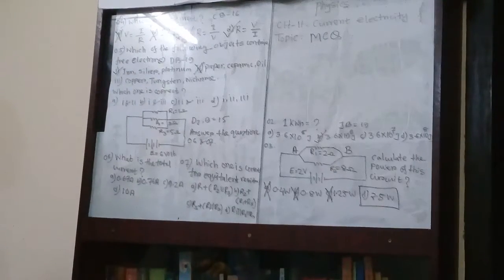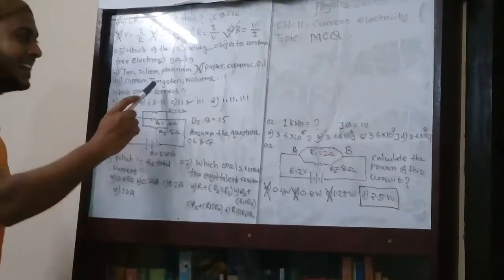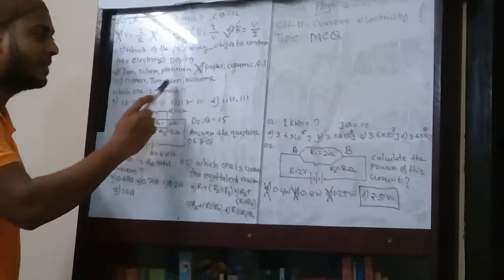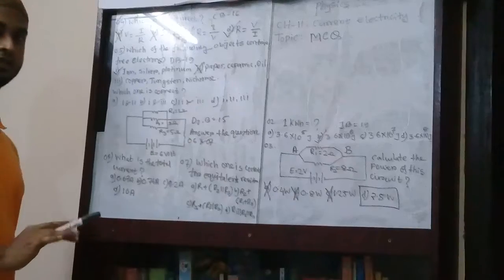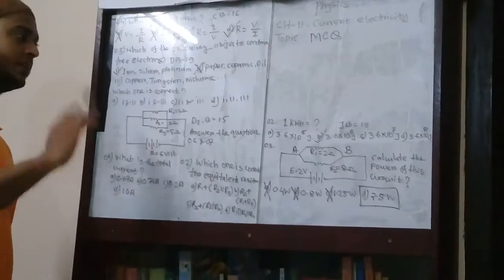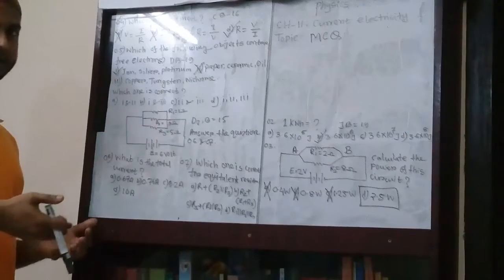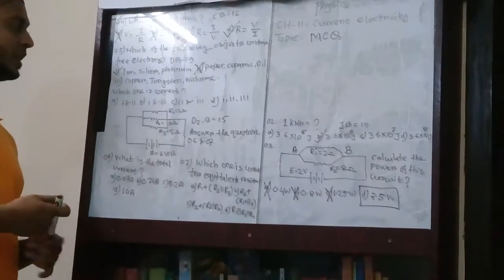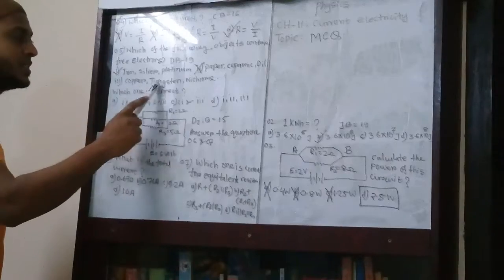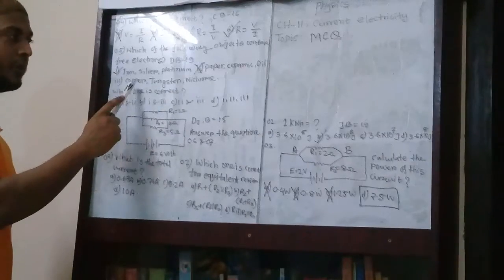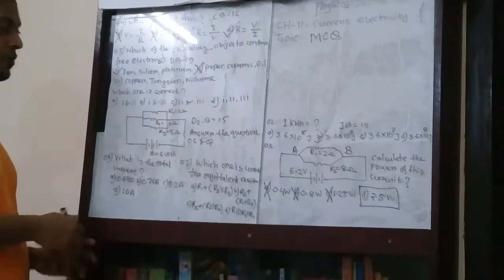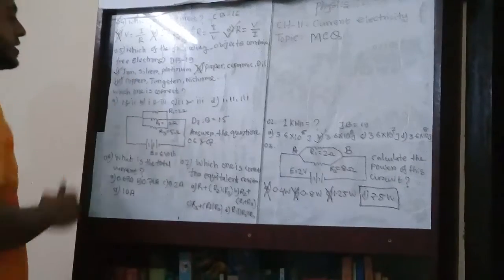And then option number 3: copper is a good conductor. Tungsten is a bad conductor, but it is a conductor. So tungsten and nichrome, these two are bad conductors, but they are conductors. So they can carry electricity, they can conduct electricity, and they have some free electron. That's why this is also the correct answer: copper, tungsten, and nichrome.